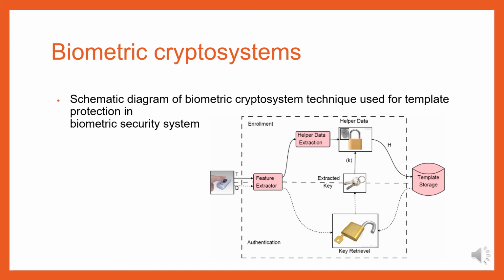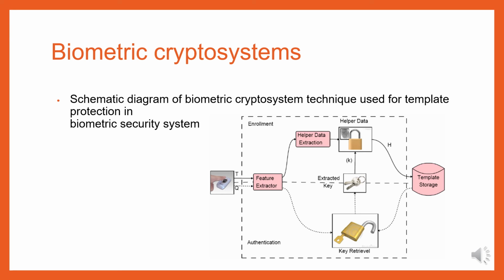Now let us talk about biometric cryptosystem. The figure represents the schematic diagram of the biometric cryptosystem technique used for template protection in biometric security systems. In the recent past, researchers have drawn their attention to the fusion of two most latent technologies, that is biometrics and cryptography, in terms of security.